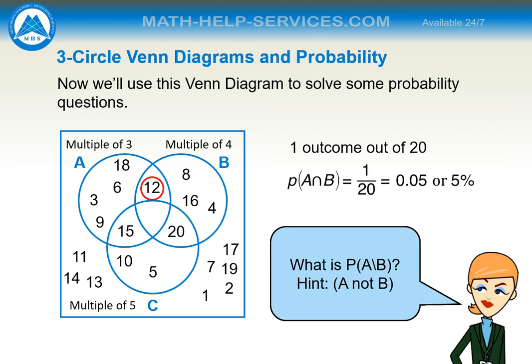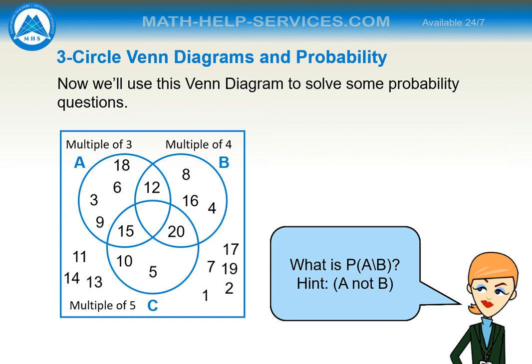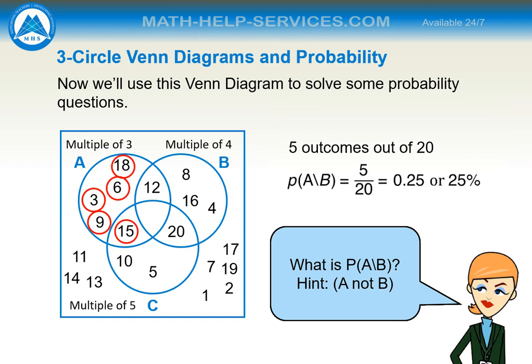What is the probability of A and not B? Well, that's these numbers right here. That's 5 outcomes out of 20. So the probability of A not B is 5/20ths, or 25/100ths, or 25%.